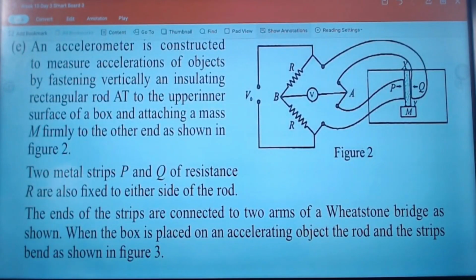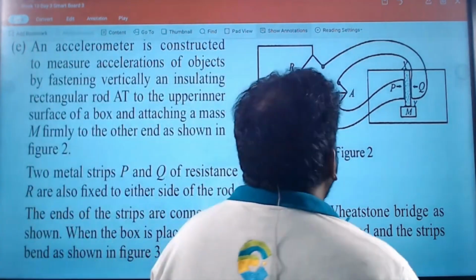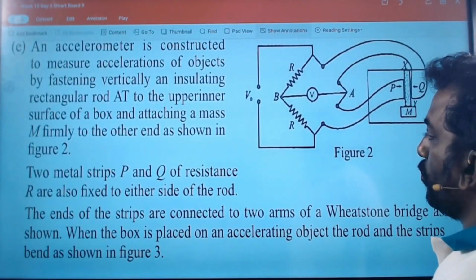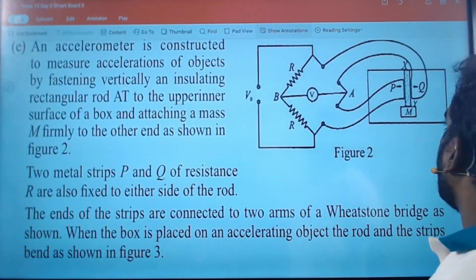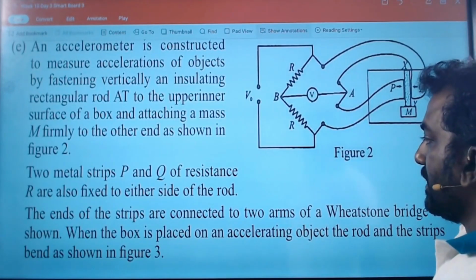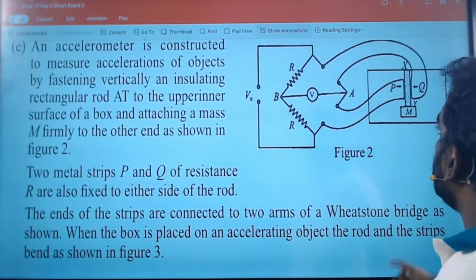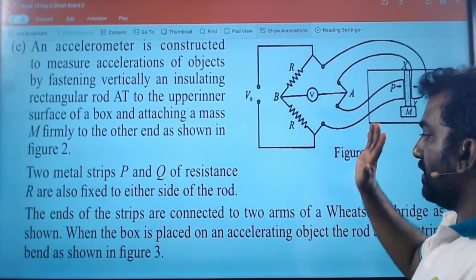Good question. Read. What are they saying? An accelerometer is constructed to measure the accelerations of objects by fastening vertically an insulated rectangular rod to the upper inner surface of the box. Attached to the mass here, there's a mass here. Two metal strips P and Q of resistance R are fixed on either side. Ends of the strips are connected to two arms of the Wheatstone bridge, top and bottom. There are R2 and R4 over there.